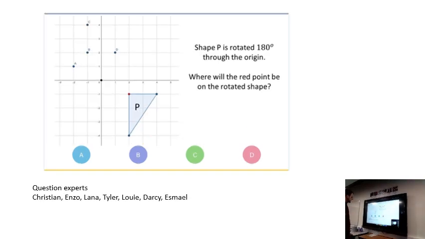Okay, so P is rotated 180 degrees. So what we could do is draw a nice line. This line is going to be rotated 180 degrees. Once it's rotated 180 degrees, it will move over here. So the image after rotation of 180 degrees would be at A.